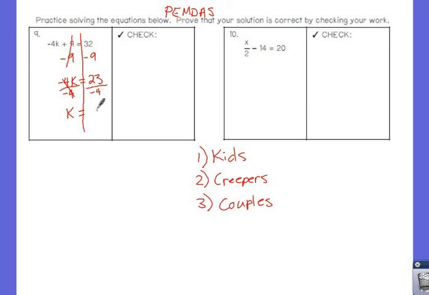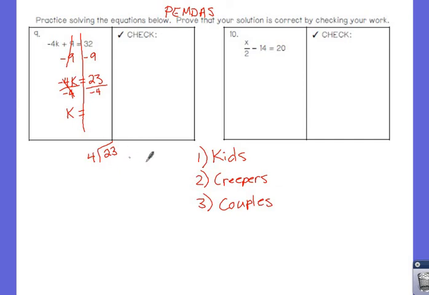Oh, 23 divided by 4. Is that going to be pretty? Well, this is a no calculator section. Remember, for your test tomorrow, you're not going to have decimals. But I need to find what this equals.